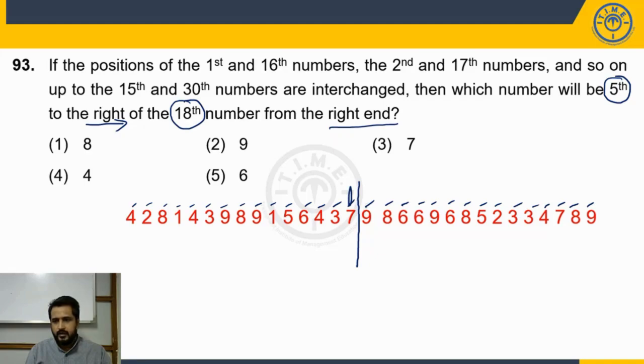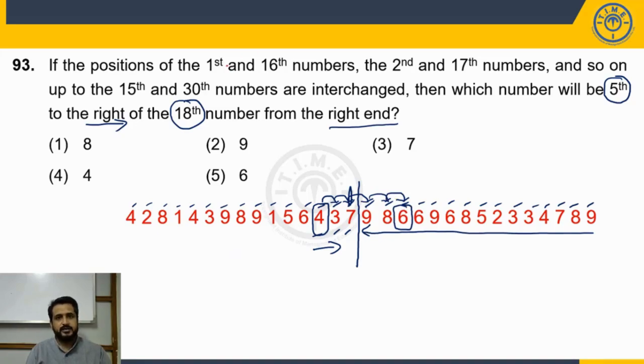If I start counting from here, the 15th from the right hand is 9, 16, 17, 18. So 4 will be the 18th from the right hand. Now with respect to this element, I should start counting again to the right side, the 5th element. So first right, second right, third right, fourth right, 5th right. So before interchanging, what is the actual answer? 6. Right? Am I clear?